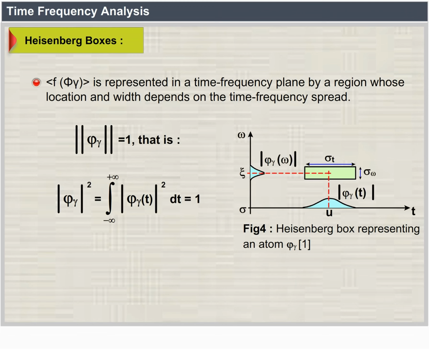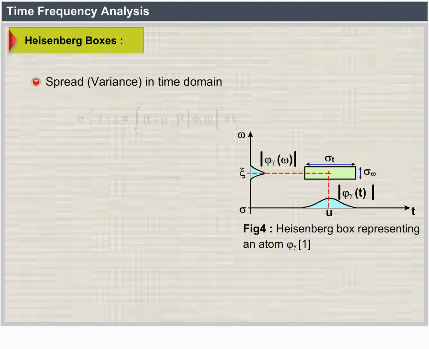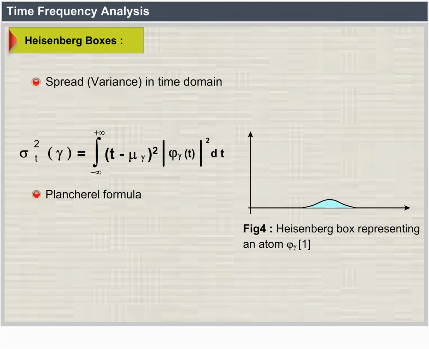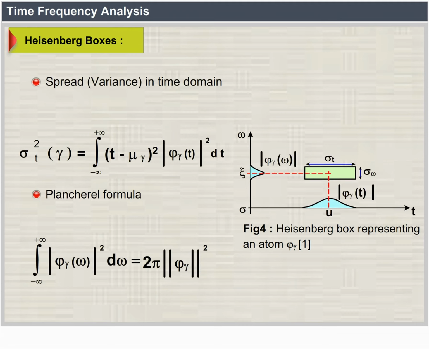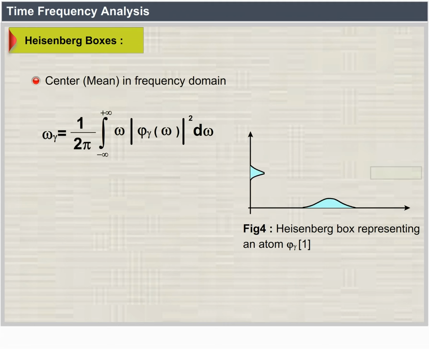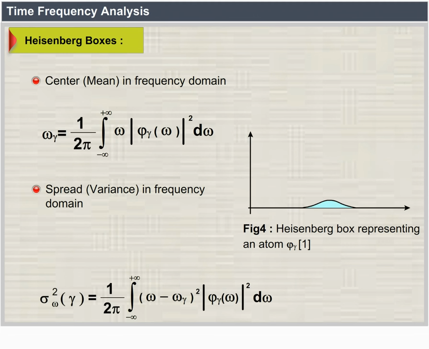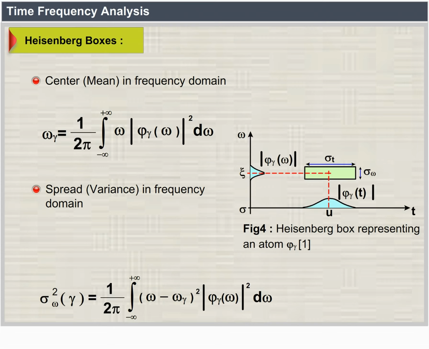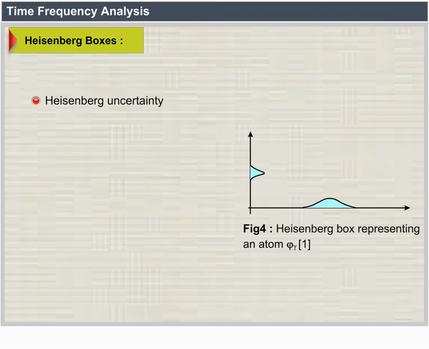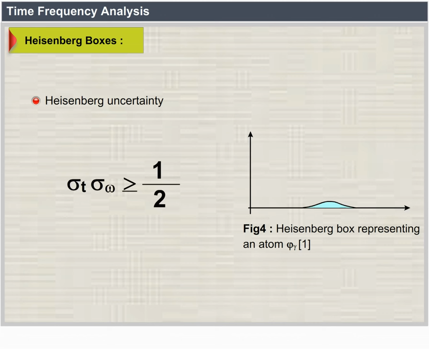The center mean in the time domain is represented as shown, and the spread variance in the time domain takes a form. The Plancherel formula will be as shown. The center mean in the frequency domain takes a form, where the spread variance in the frequency domain is as shown. The Heisenberg box representing an atom pi of gamma is given in figure 4. The Heisenberg uncertainty can be represented as sigma t sigma w is greater than or equal to 1 by 2.